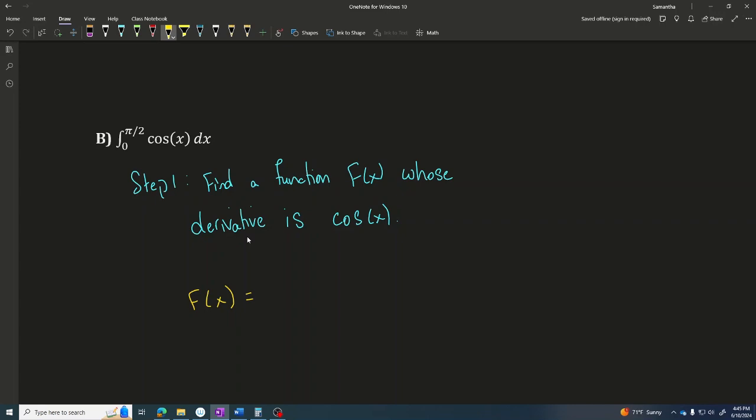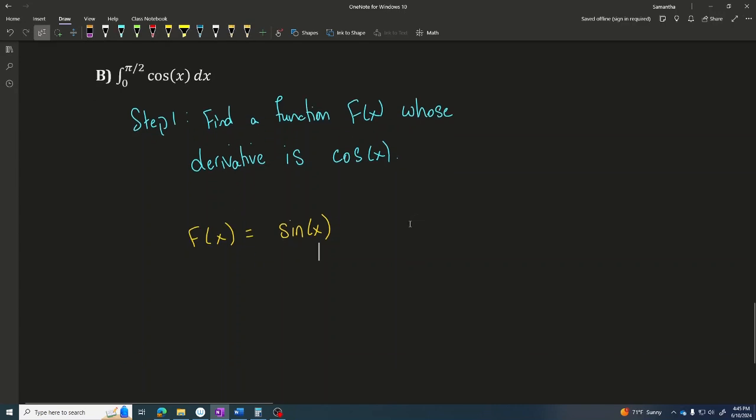You may remember from Calculus 1 that cosine and sine were very strongly connected. If you took the derivative of sine, then the result of that was cosine. And if you took the derivative of cosine, the result of that was negative sine. So sine of x is the function that we're looking for. This is the function whose derivative is cosine of x.